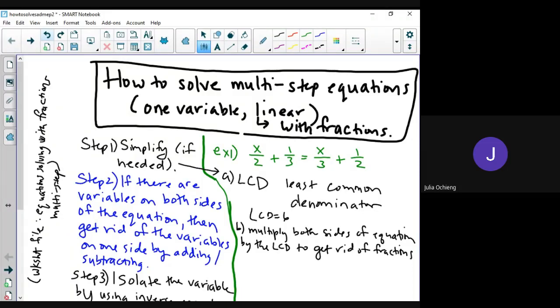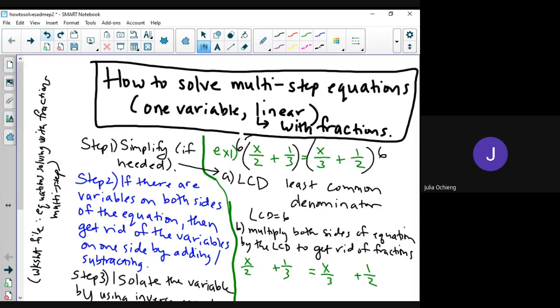So I'm going to just rewrite the original equation down here. I'm spacing it out, and you'll see why in a second. And I'm going to multiply both sides of that equation by the LCD of 6. So I'm multiplying the left side by 6, and I'm multiplying the right side by 6. So that means that I'm making this side bigger by 6, and I'm also making this side of the equation bigger by 6. So that's allowed. I can do that.